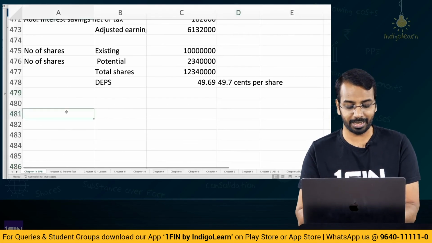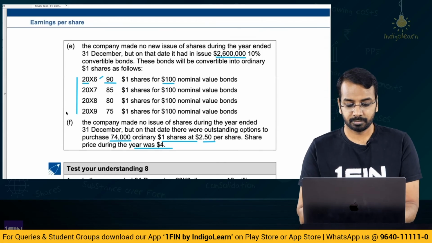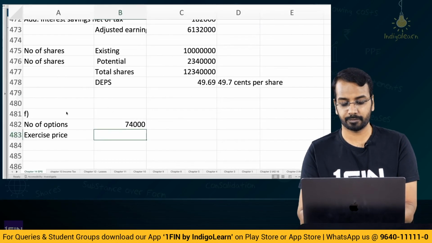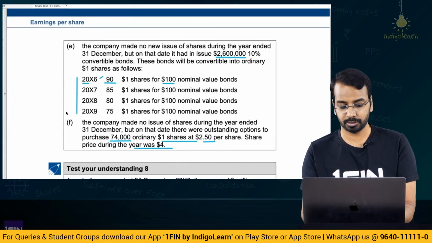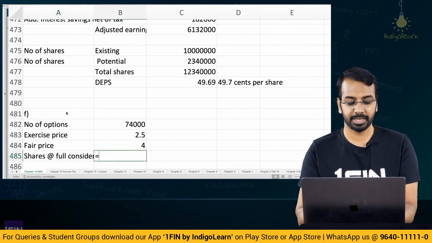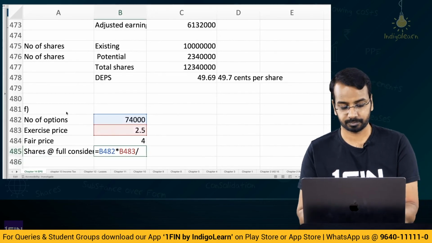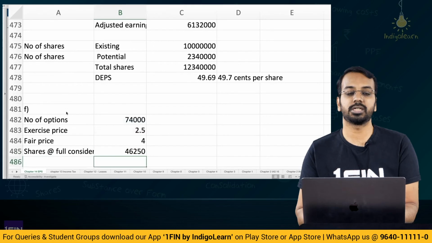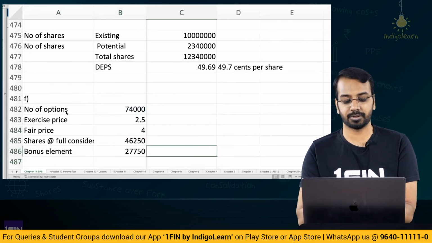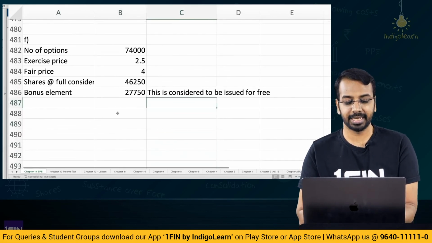So for point number F, number of options 74,000. Exercise price 2.5. Fair price average 4. Shares at full consideration would be 74,000. I will collect 2.5 per share, so totally I'll collect 185,000. If I issue shares at 4, then I'll issue 46,250. So the bonus element is 74,000 minus 46,250, which is 27,750. This is considered to be issued for free, right? And this is the dilutive portion.